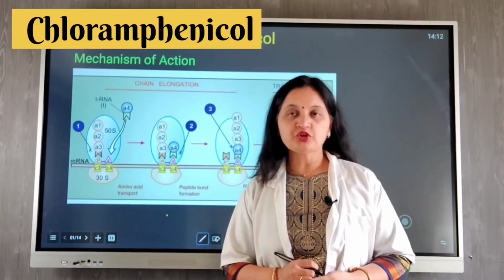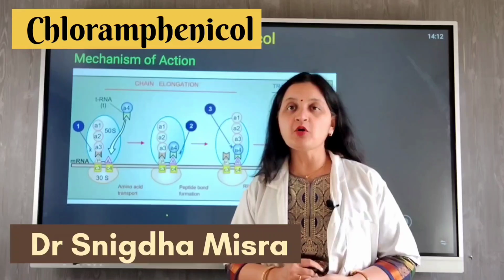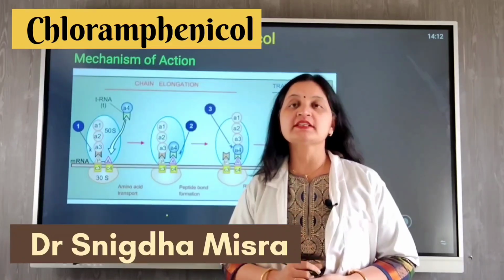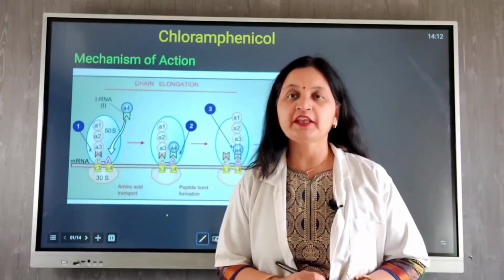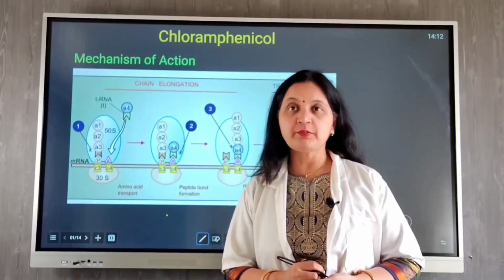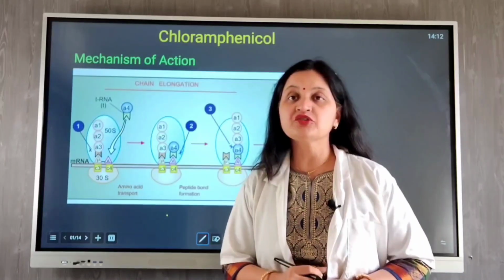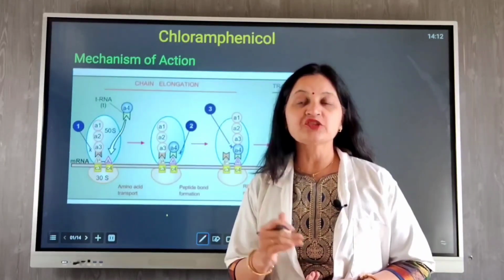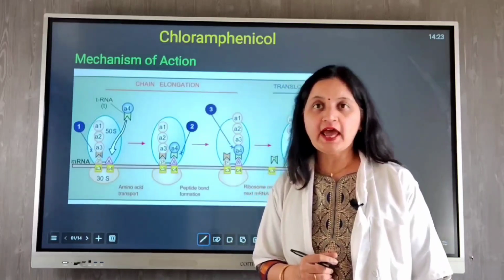In this lecture, I am going to talk about chloramphenicol: the mechanism of action, key pharmacokinetic features, clinical uses and adverse effects of chloramphenicol. So how does chloramphenicol act? Chloramphenicol is primarily a bacteriostatic agent, and at higher concentration it can also exert cidal action on certain bacteria. So now let's see how chloramphenicol acts.